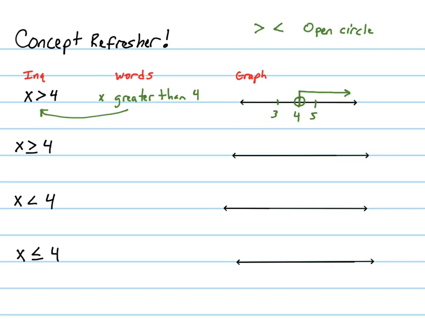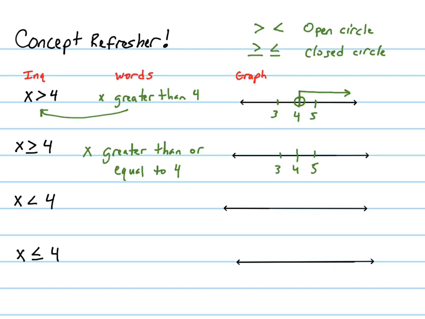All right, x is greater than or equal to 4. Very similar, except in this case, with the greater than or equal to symbols, we're going to have closed circles because they actually touch those values. So we go to 4. We know 5 is to the right, 3 is to the left. This time we're going to color in that circle, and then we're going to have our arrow going to the right.